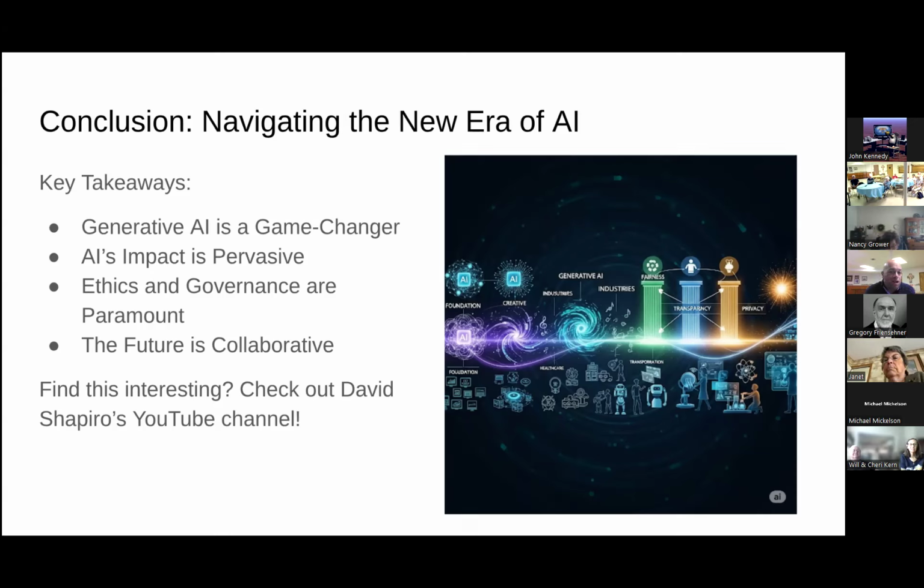The evolution of AI is not in the distant future. It's happening right now. It demands our attention, understanding, and proactive engagement. How will we collectively shape this new era of intelligence to ensure it serves humanity's best interest?